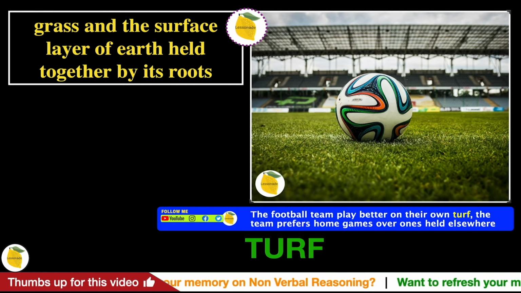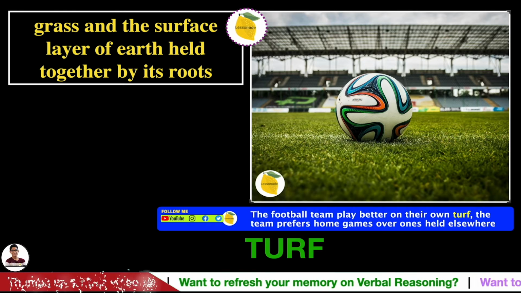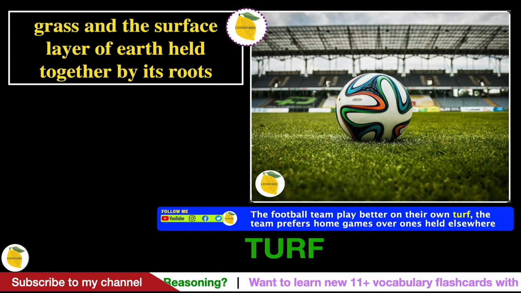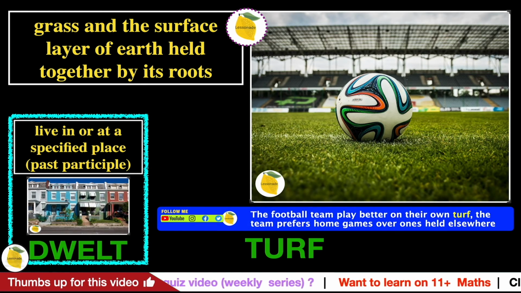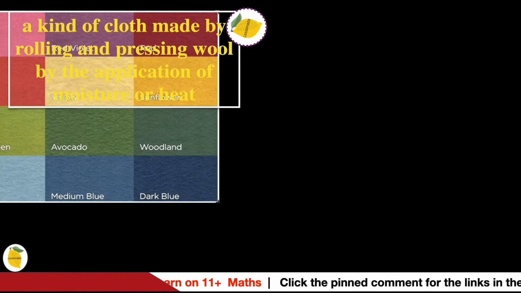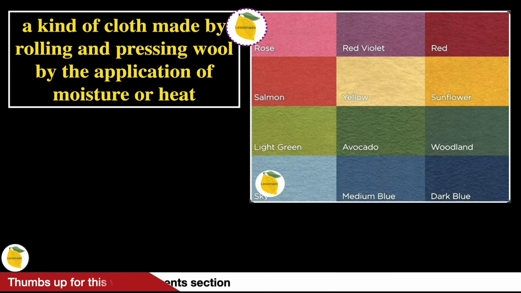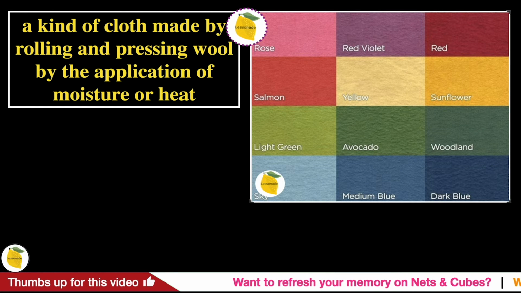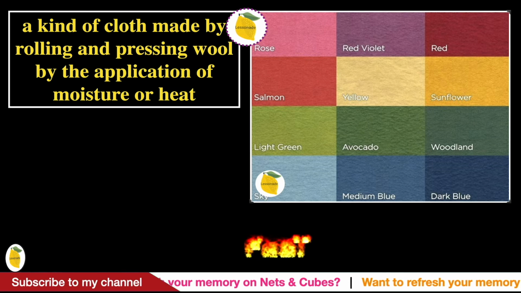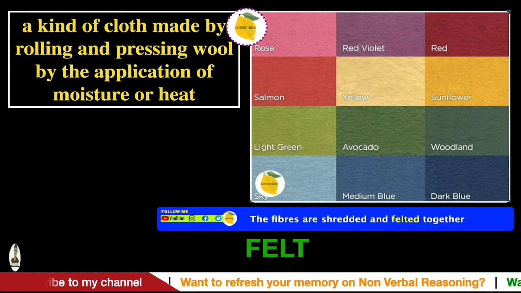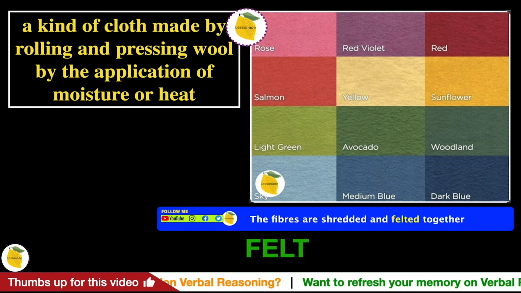The team prefers home games over ones held elsewhere. So before we go on to the next one, let's try to recall the previous slide, and the word we learned in the previous slide is dwelt. Let's go on to the next one. The next definition we have is a kind of cloth made by rolling and pressing wool by the application of moisture or heat. In this picture, we can see a type of cloth that is made by rolling and pressing wool by using moisture or heat, and therefore the word will be felt. And the sentence for this word is, the fibers are shredded and felted together.